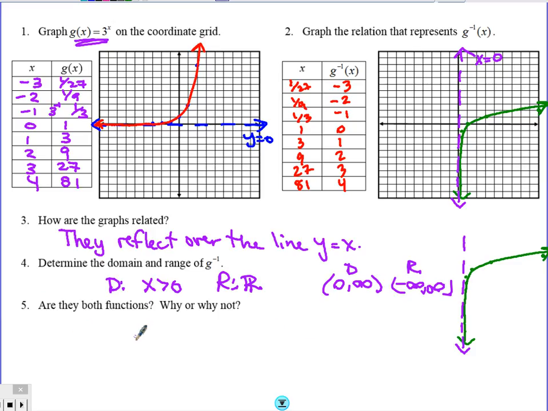Are they both functions? How do we tell if something is a function? Good. Cheyenne, for every x value, for every x, there's only one y. So let's check, because I don't think we checked. There is only one y. Do we ever have repeating values here? If we do, for every x, there's only one y. We can also think vertical line test. Does it pass the vertical line test?